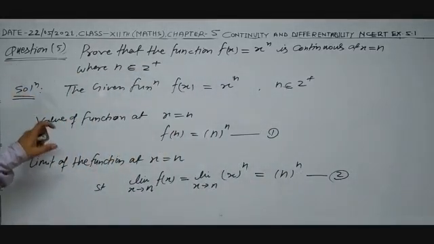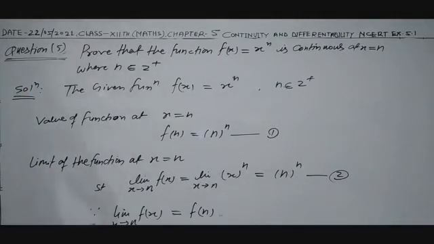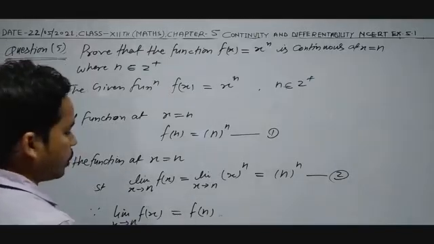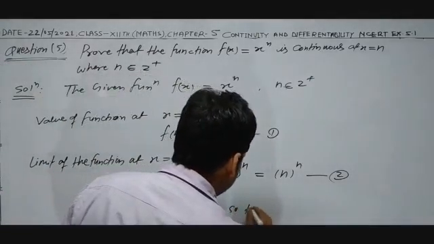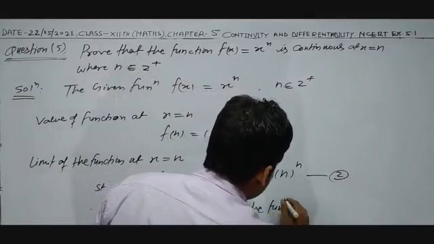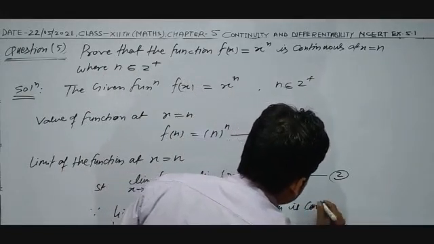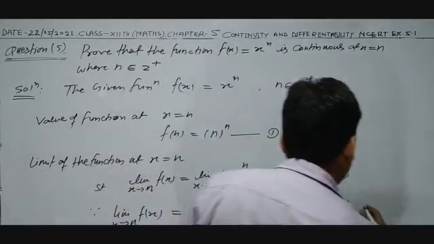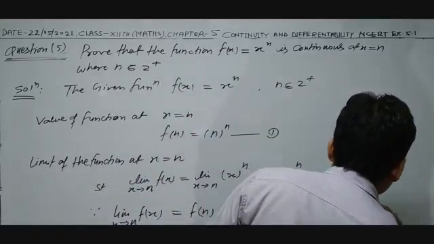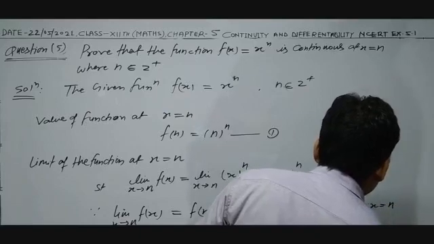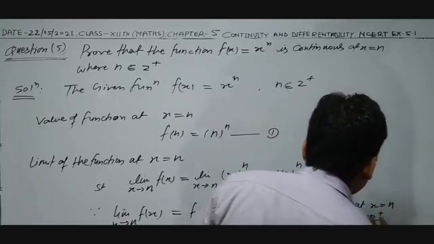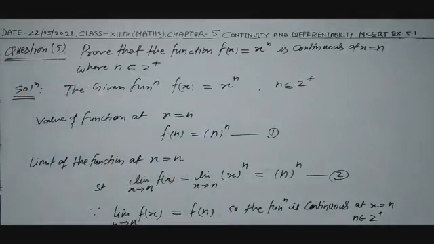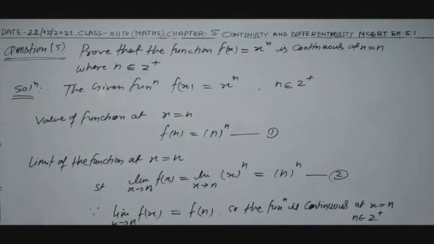So you know the value of the function is equal to the limit of the function. So the function is continuous at x equal to n such that n belongs to positive integers. So this is our solution.